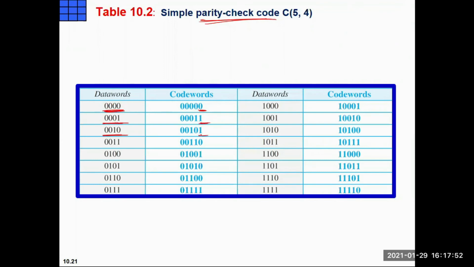In this one also odd parity, extended 1; even parity, extended 0; odd parity, extended 1; even parity, extended 0; even parity, extended 0; odd parity, extended 1; odd parity, extended 1; even parity, extended 0; even parity, extended 0; odd parity, extended 1; even parity, extended 0; odd parity, extended 1; odd parity, extended 1; even parity, extended 0. So in this way, I am converting my data word into a code word.